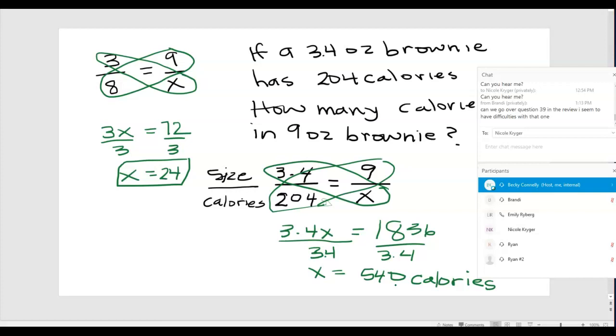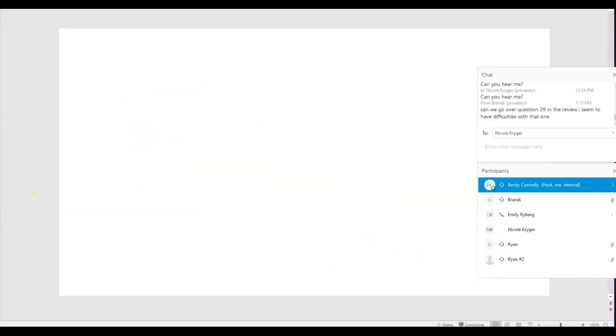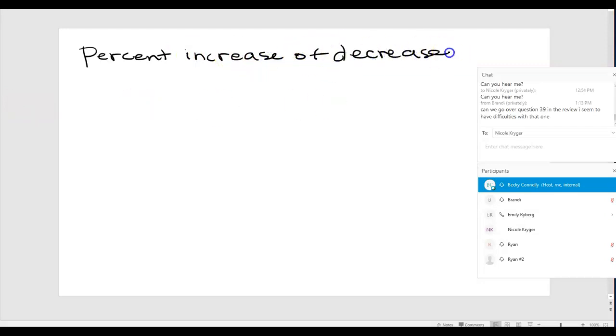So percent increase and decrease is a question that seems to get missed a lot on the exams and sometimes shows up on the final. When you're dealing with percent increase or decrease, there are 3 steps you can follow to find it. I'm going to write those steps out, talk about them first, and then we'll do a problem with it. The first step is you always want to subtract the 2 numbers that they give you.